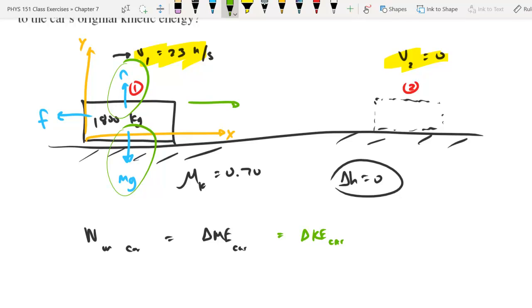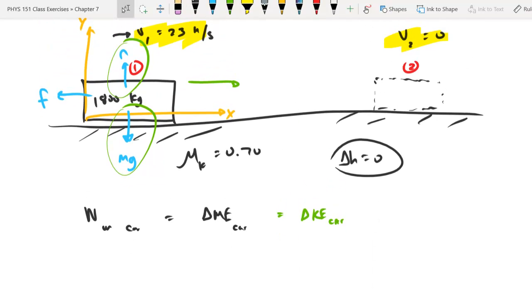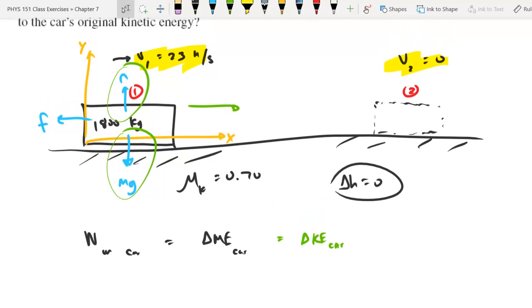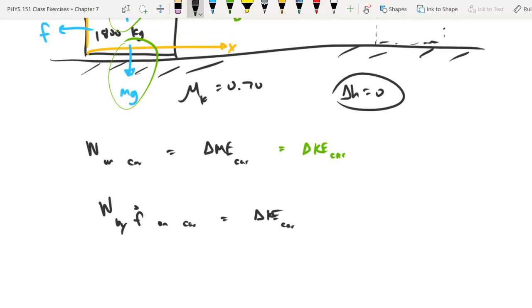So the friction is the only thing doing any work, right? So what we can say here, just by taking a look at what's going on in our figure with the car and the two conditions there, position 1 and position 2, we know that the work done by friction on the car is equal to the change in the kinetic energy of the car. Okay, this is what we observed just from the scenario, from the situation, right?